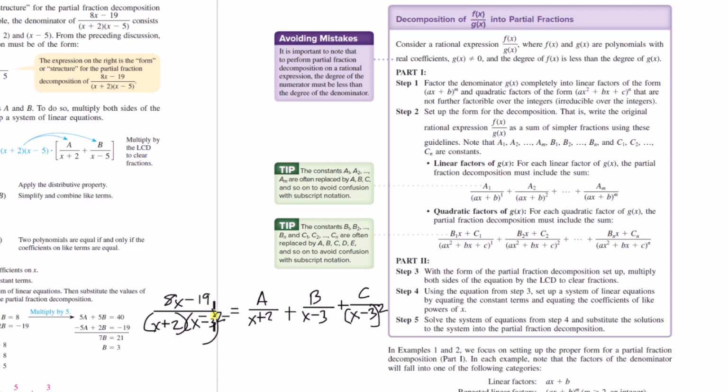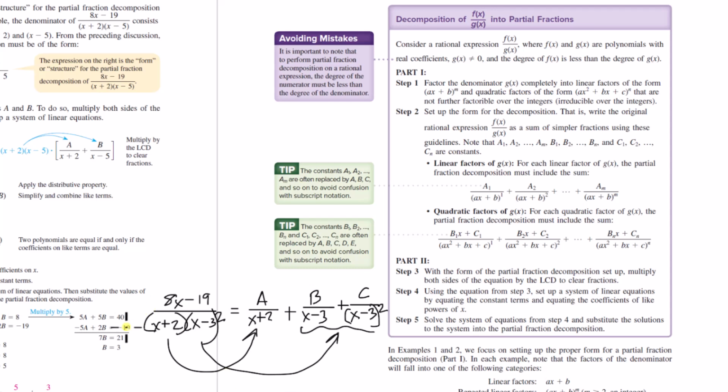Like, let's say it was cubed. Then you'd have x plus 2 times x minus 3 cubed. You'd have a over x plus 2 plus b over x minus 3 plus c over x minus 3 squared plus d over x minus 3 cubed. That's how you deal with linear factors. You come to each factor separately, and each factor on its own is going to have its own corresponding form on the right side.